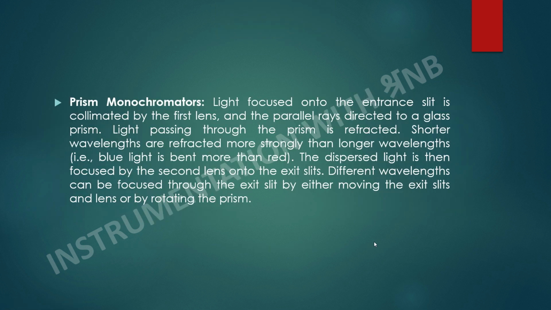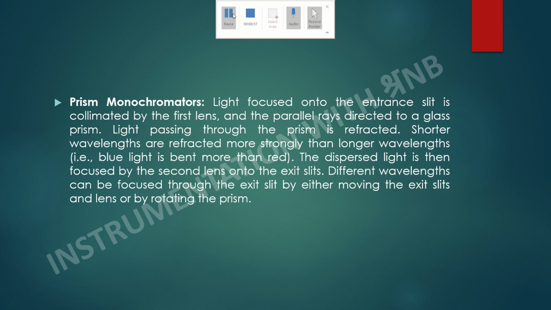Now moving on to the prism monochromators. As we all know about the dispersion of white light through a prism, shorter wavelengths are refracted more strongly than the longer wavelengths. That is why blue light gets refracted more than the red one.